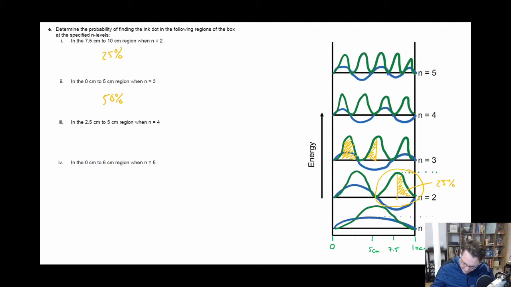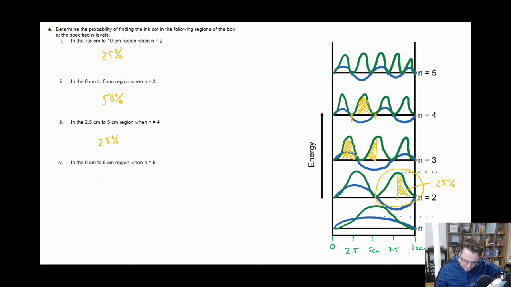If we go now from the 2.5, that's the 2.5 centimeter region to the 5 centimeter region for n equals 4, right? So we're going from this point right here, so that would be 2.5 to here. So we're looking at this part right here. So we know that each one of those humps is 25% probability, right? Because the full percentage is 100. If there's 4 of them, that's a quarter. So that becomes 25% probability.